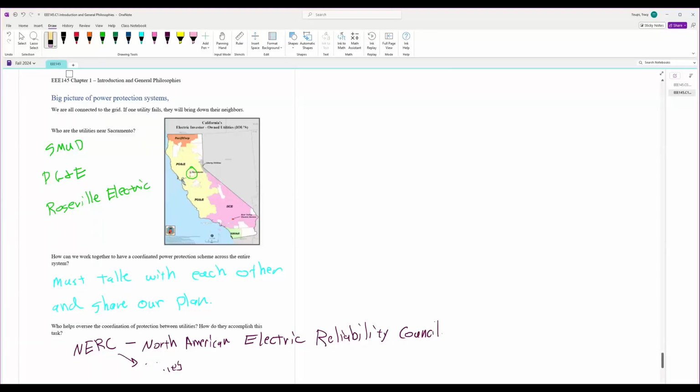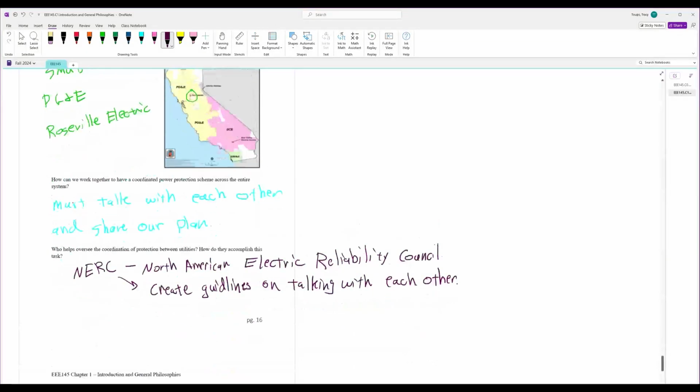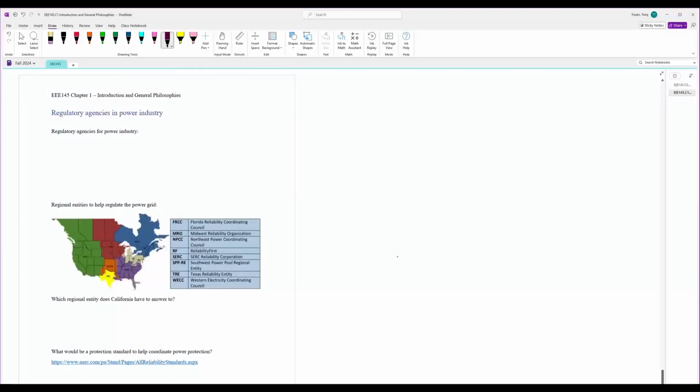We'll say, let's be nice, let's say guidelines, right? We'll create guidelines on talking with each other. Think of them like a therapist, where all utilities come together and they're there to help oversee the communication between the utilities. Okay. And then if a utility refuses to talk to each other, then they get in trouble. Okay. So NERC is a big thing, and all utilities have to be involved with them. And we have to talk to each other and tell each other the plans.